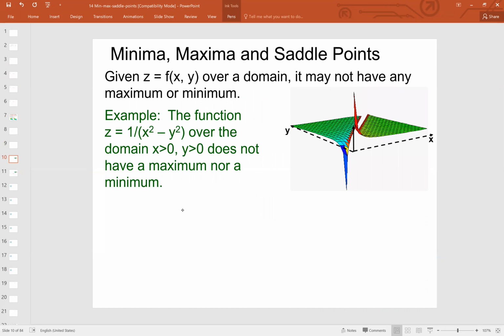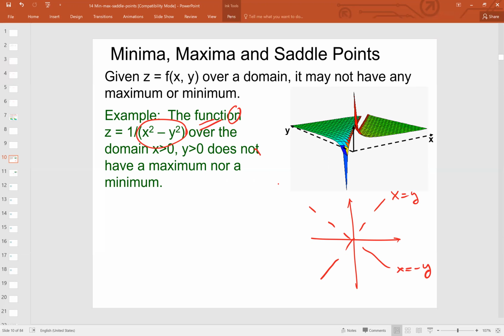We might not have a relative extrema. A typical example is this one, and in particular, the domain of this function is defined everywhere except on these two lines, x equal to y, x equal to minus 1. When you plot the numbers close to these lines, you will see the surface z on two of the sides goes down, and on the other two sides it shoots up. So you get these pictures. In particular, this surface does not have any maximum or minimum.